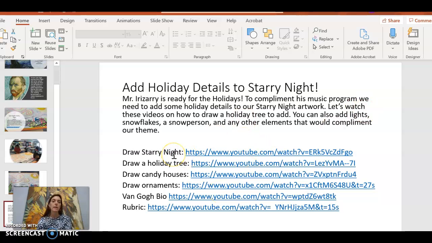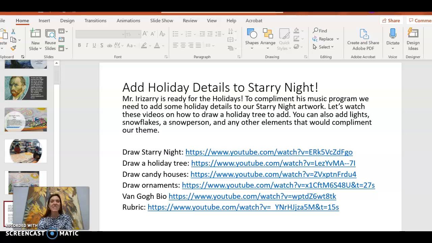So you're going to draw the Starry Night. There's a holiday tree, some candy houses, ornaments. Of course, we have our rubric, just like we use in class, 3, 2, 1, outlining, 5 or more colors, no white space. And then there's an older Van Gogh bio if you want to look at that.